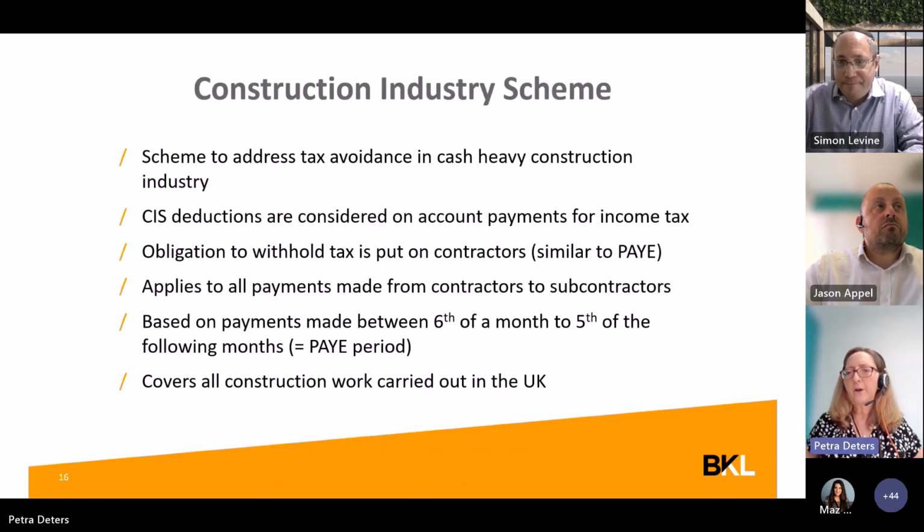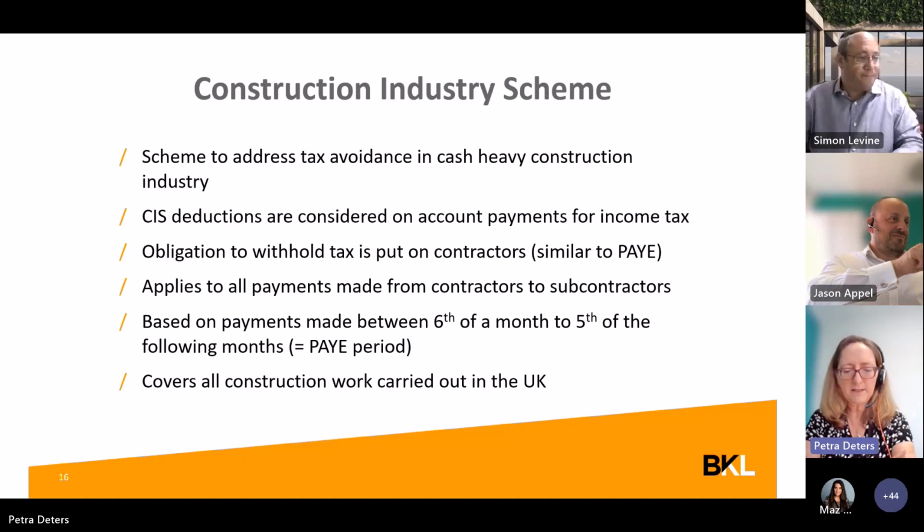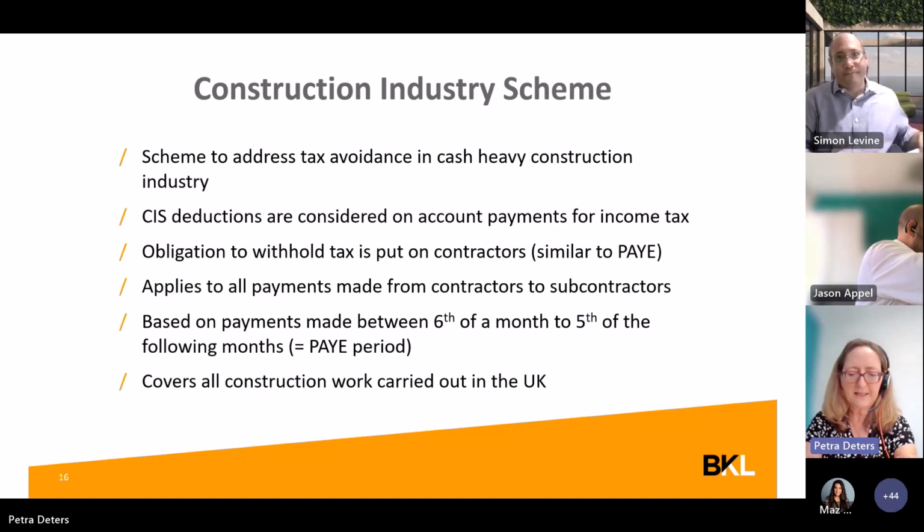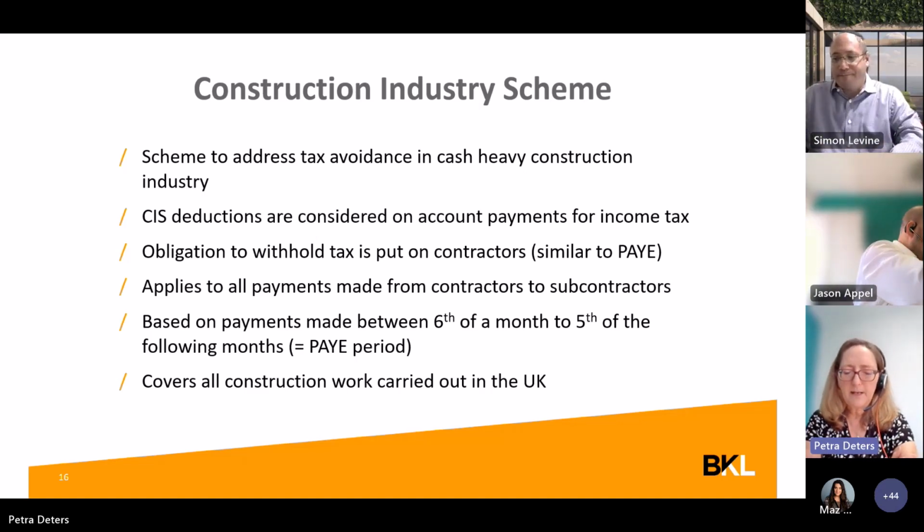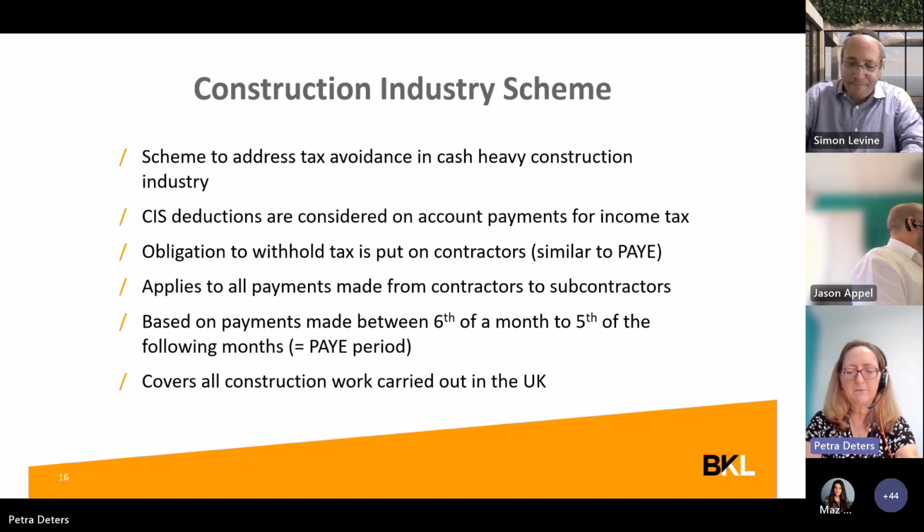I know there are some accountants on this webinar, so you obviously will know this, but for those who aren't accountants, the Construction Industry Scheme was put in place many, many moons ago to address tax avoidance in a cash-heavy construction industry. CIS deductions that a contractor makes are considered on-account payments for income tax that your subcontractor would have to pay at the end of the year.